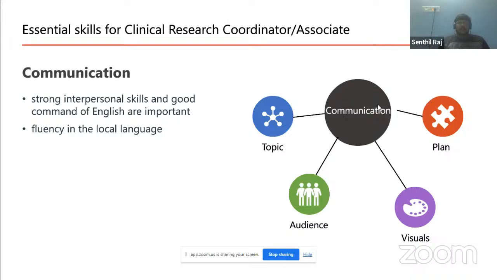Sometimes you might forget what you have spoken. So you have to be more cautious about what kind of communication you are giving to the site. And your role is, during the communication, you'll plan everything. So you have to do this every visit.